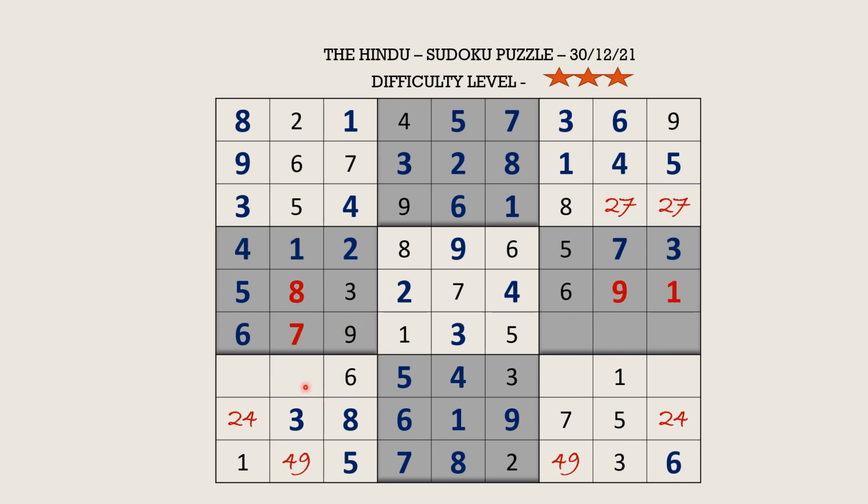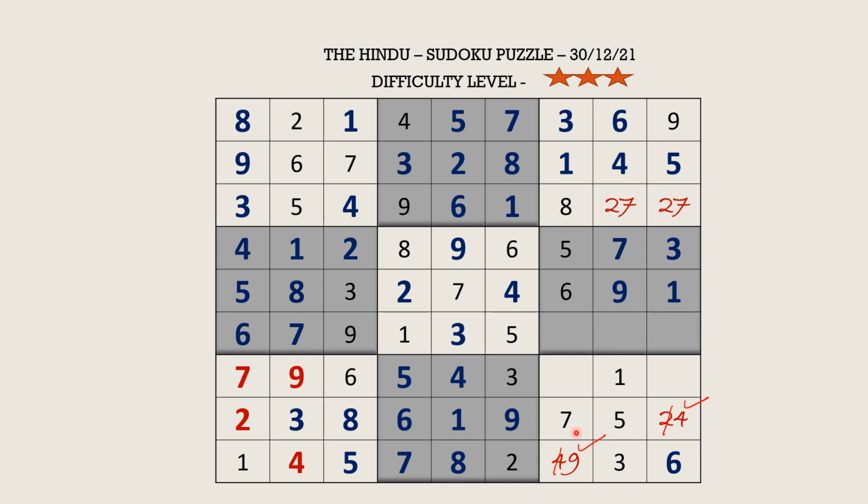In this block, this cell will take either 4 or 9. Now 4 blocks here, so this cell takes 9. So here 9 cancels out, this becomes 4, and here 4 cancels out, this becomes 2, and the only missing number is 7 here. So because of this 2, this becomes 4, and this becomes 9.